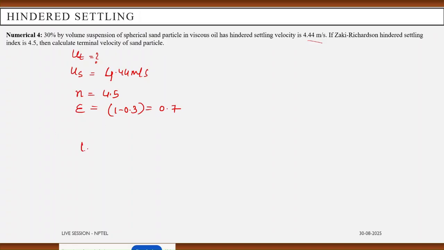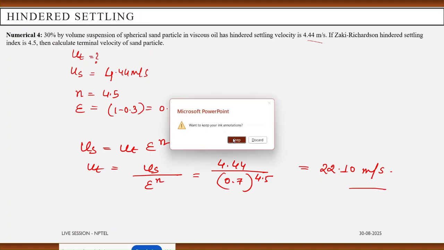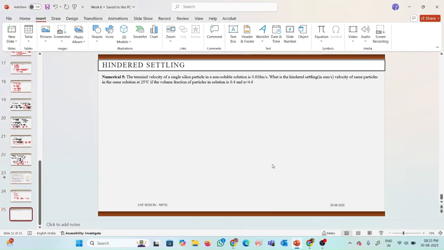Then you have the equation, right? Us equals Ut times epsilon to the power n. Then you calculate the value of Ut. 4.44 divided by 0.7 to the power 4.5, which is coming around 22.10 meter per second. This is a very straightforward, simple equation.